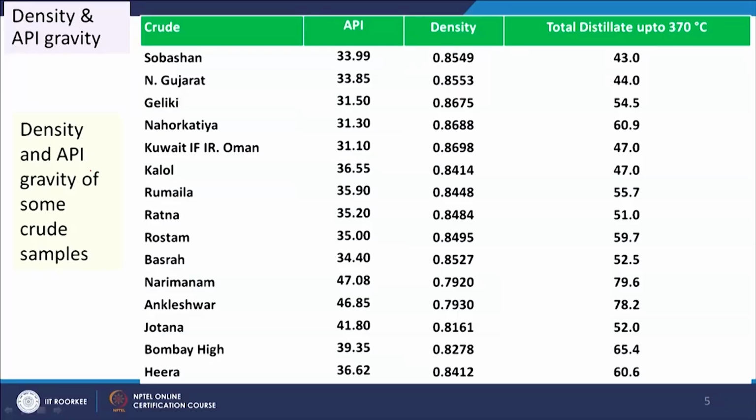Now, we will see some examples of density and API and total distillate up to 370 degree centigrade. These are the sources of different crudes. If we see the maximum API here, say 47.08, here we see the maximum distillate. So, the more the API, the lighter the crude, and that is why the distillate product obtained at 370 degree centigrade is higher.